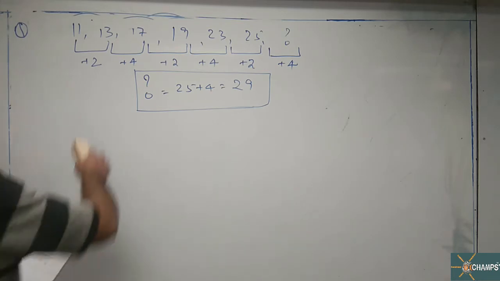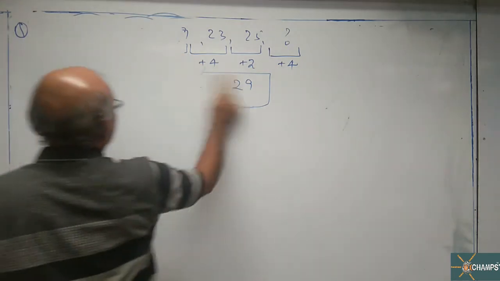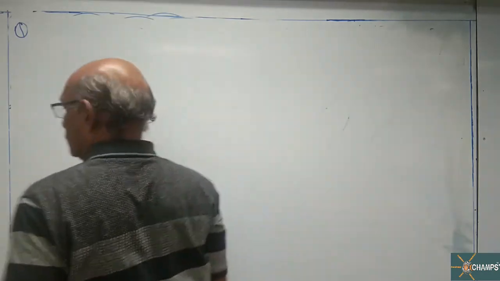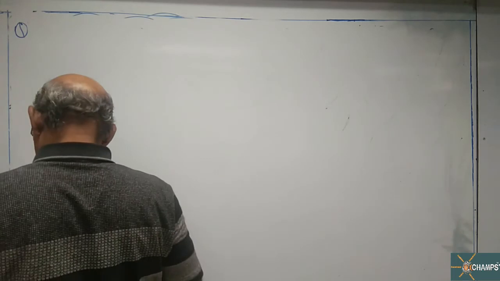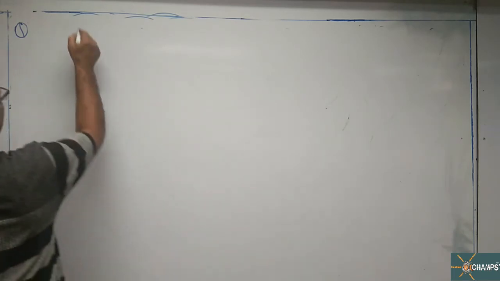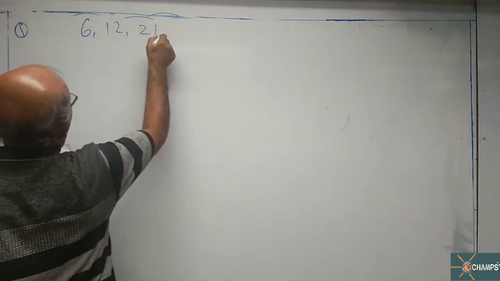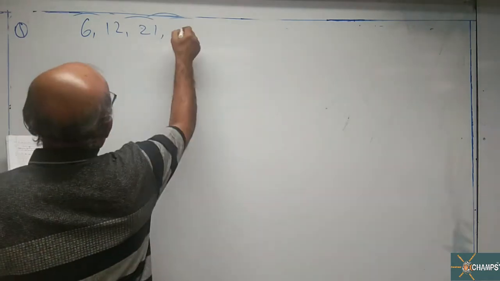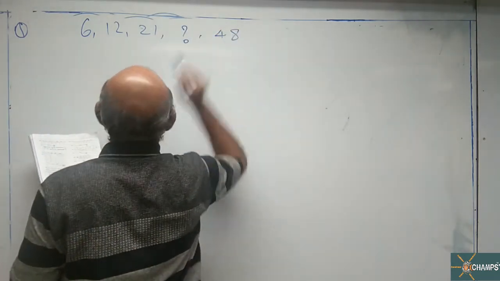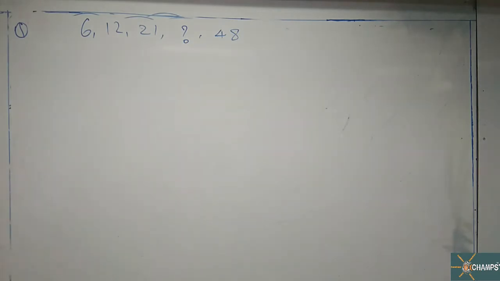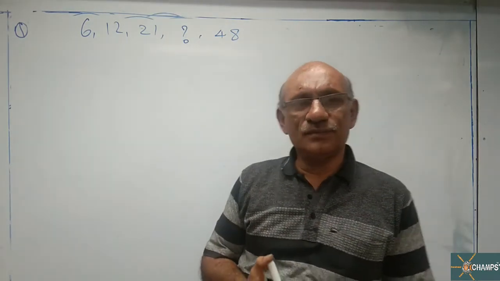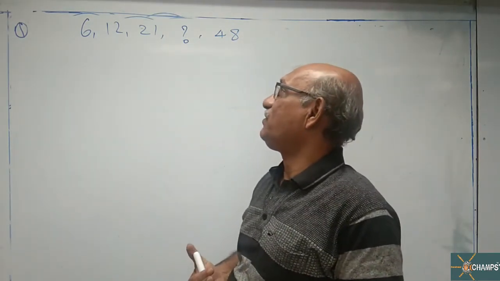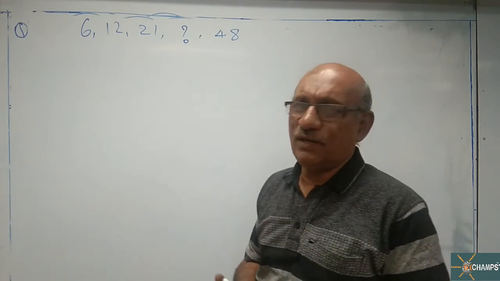Okay, sir. Let's go with question number 7: 6, 12, 21, question mark, 48. Again increasing, sir. 12 is greater than 6, 21 is greater than 12.